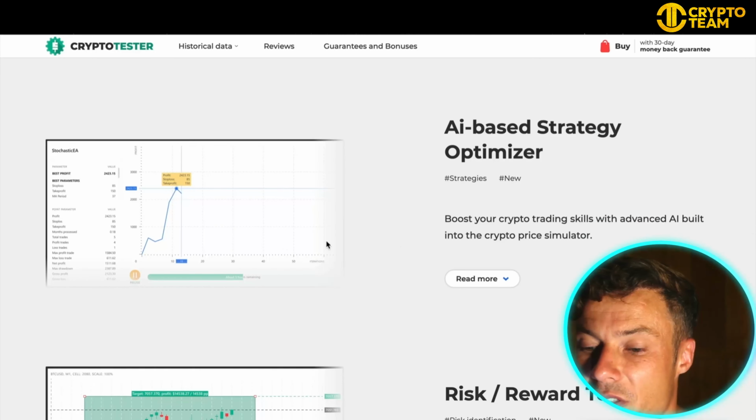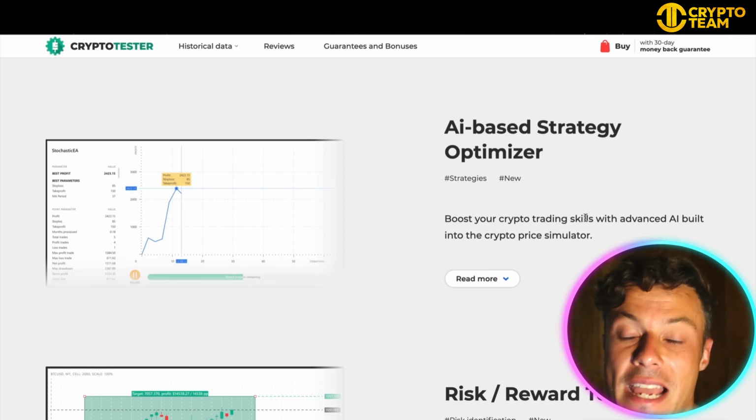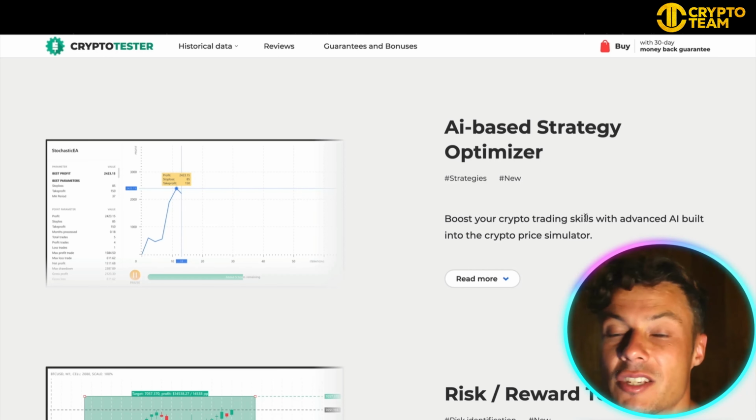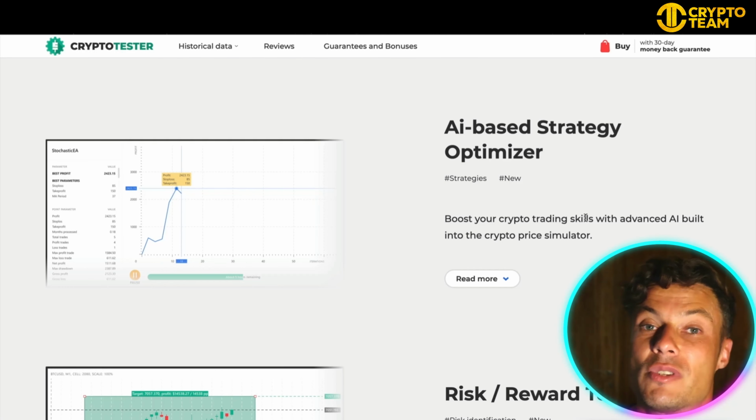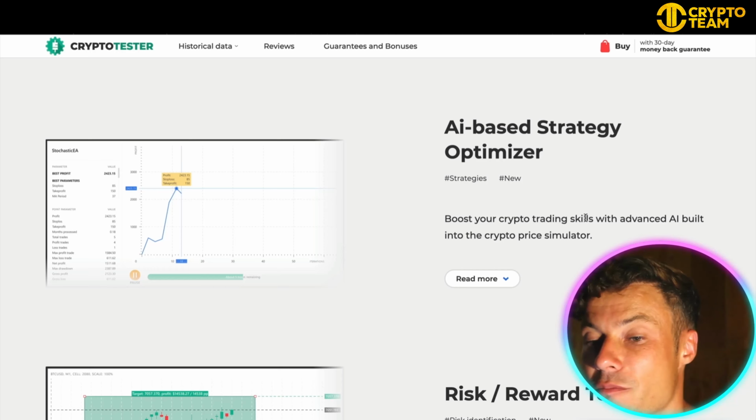And there's also other cool stuff like AI-based strategy optimizers. So you can use AI to help you improve your strategy. Obviously when you're new, you're going to create strategies and they might not be so successful, but using these AI tools is going to help you to up your game and improve the way in which you can test.